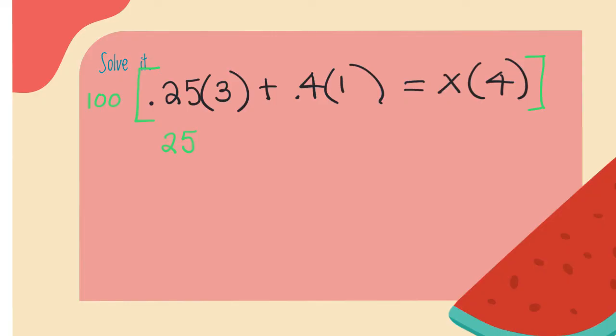So I end up with 25 times 3. Note that I only multiply the coefficient by 100. I don't multiply both the 0.25 and the 3. It's just the coefficient.